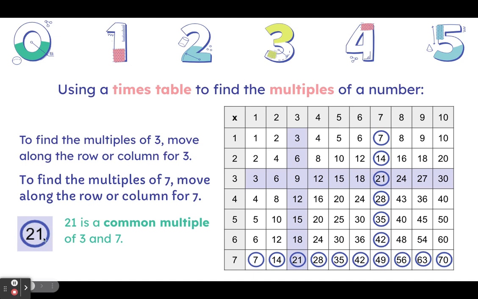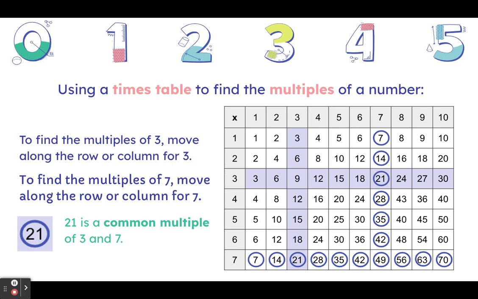Again, we can take 21 and try dividing it by 3 and try dividing it by 7. And if it works for both with a whole number as your quotient, then you know you have gotten a common multiple.